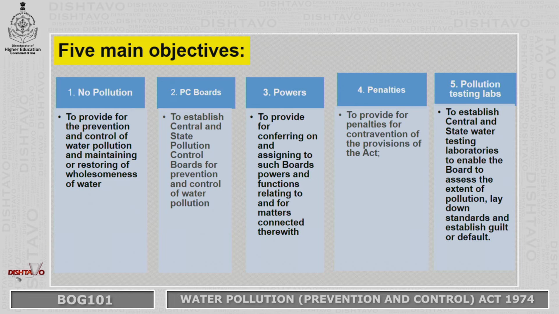And the fifth objective is to establish the pollution testing labs. Because we are dealing with pollution, the boards should have at their disposal the pollution testing laboratories, whether the central board or the state board. So anything that is in excess or that leads to pollution, after testing, the board can come out with some standards or criteria and also establish the guilt and default and provide for the penalties for those who break the laws.